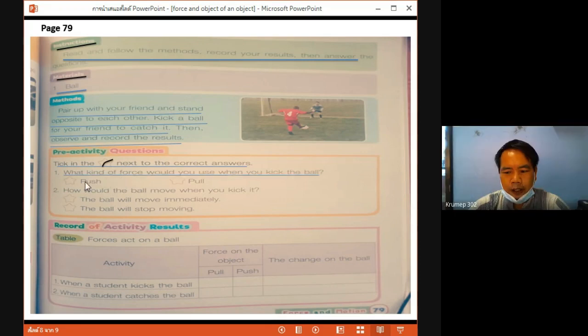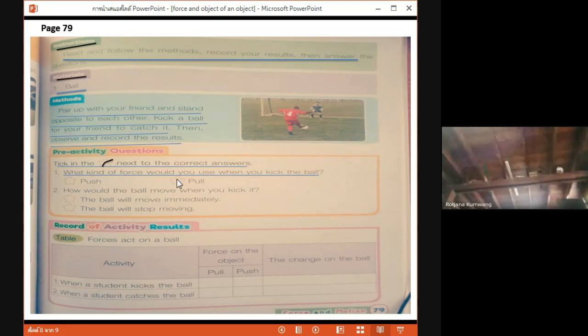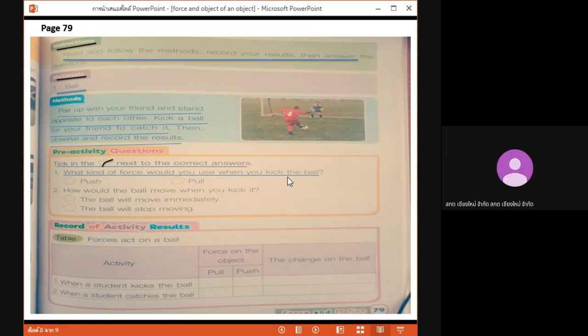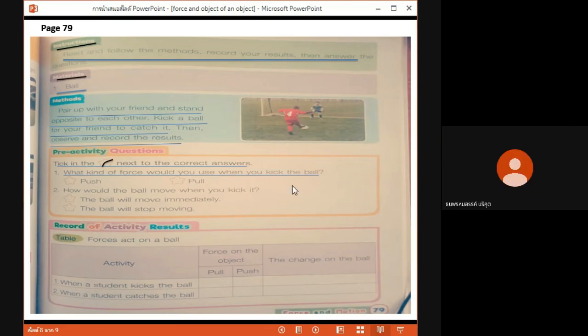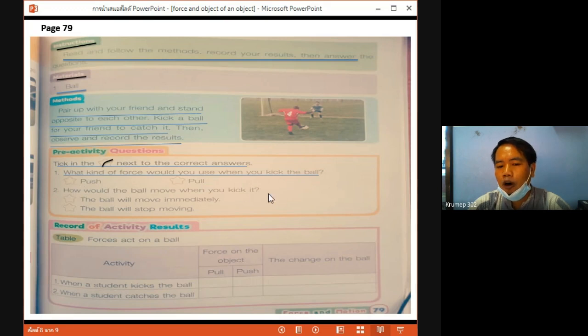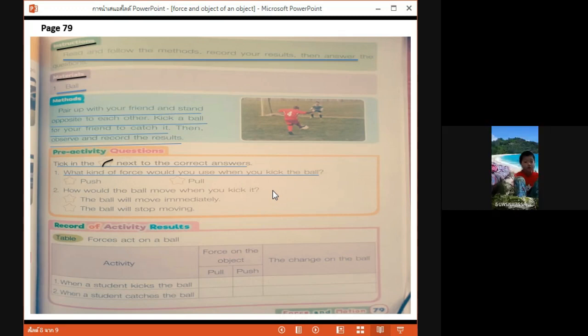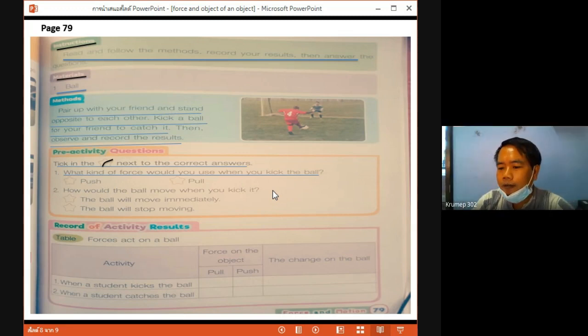Number one question. What kind of force would you use when you kick the ball? Okay, students, if you are the one kicking the ball, what force did you use? Push or pull? If you kick the ball, is that push or pull? Namon, what is the answer? Push. Okay, very good.